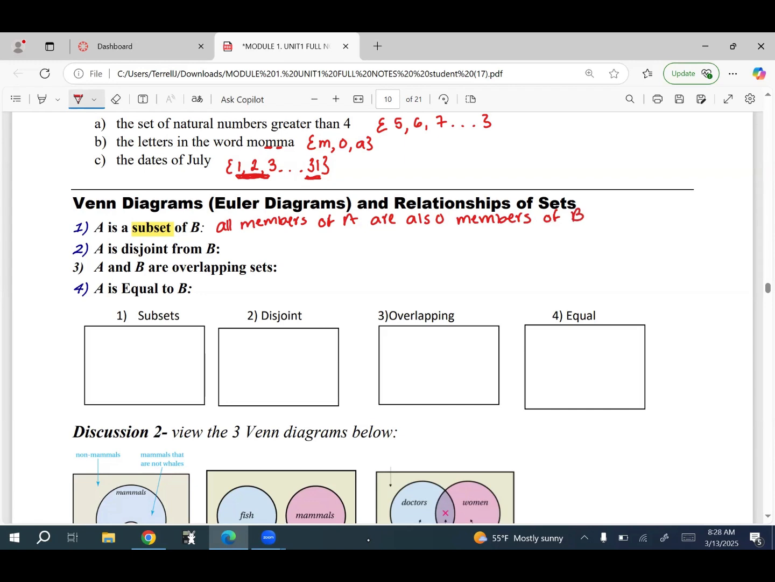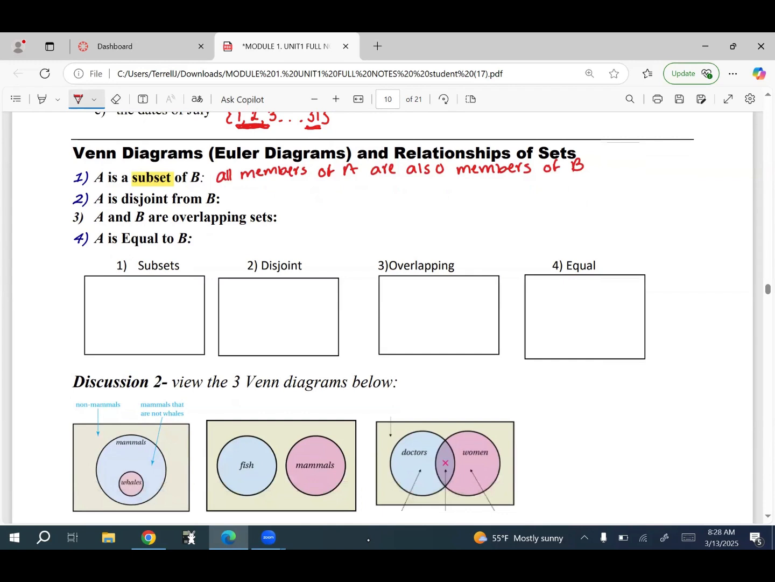And so what that would look like is this. All members of A, so let's have set A. Again, we use a circle to represent the set. All members of A are also members of B. So A is inside, a subset of B. B is my bigger set and A is a subset of that.